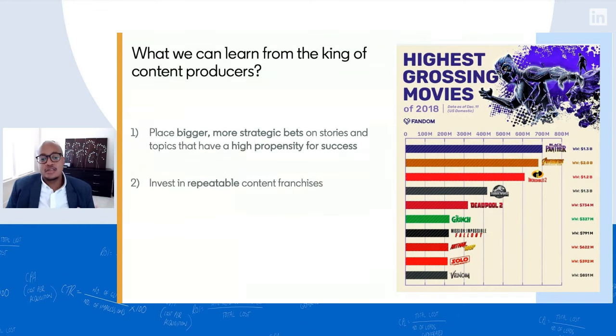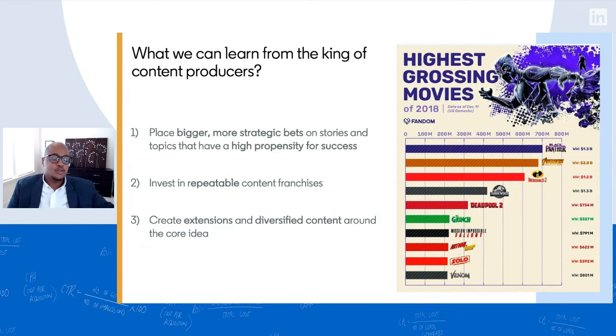Again, that interest in investing in your repeatable content franchises, you can see here in the chart, the highest grossing movies of 2018 are basically sequels and things that came from already existing intellectual property. And again, you can apply that to what you're doing from a content standpoint. And then the extensions. Like I discussed, you have the Marvel Cinematic Universe, but you also have the Star Wars universe, and you'll have the Mandalorian on Disney Plus, but you'll also have things like the Han Solo movie. But again, it doesn't all have to be the one piece.